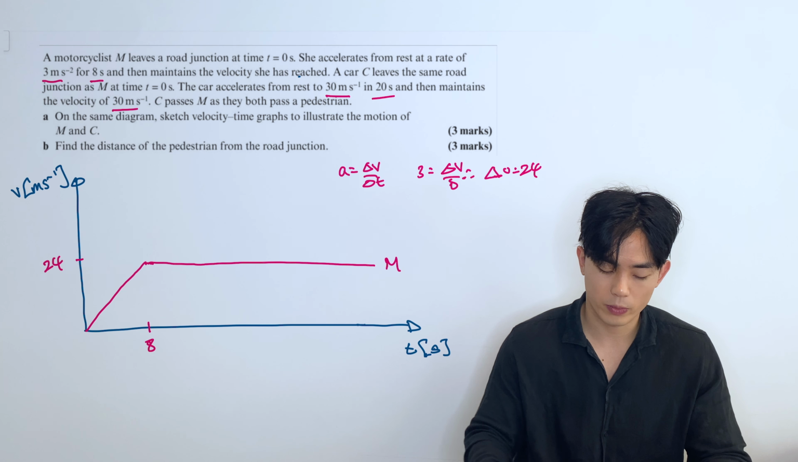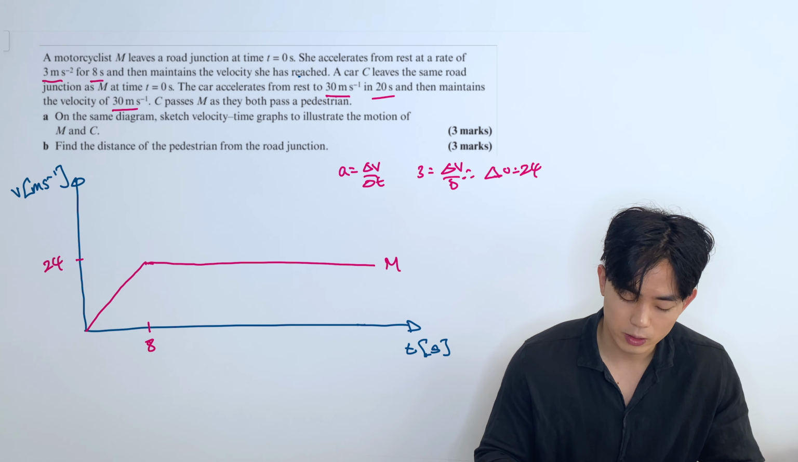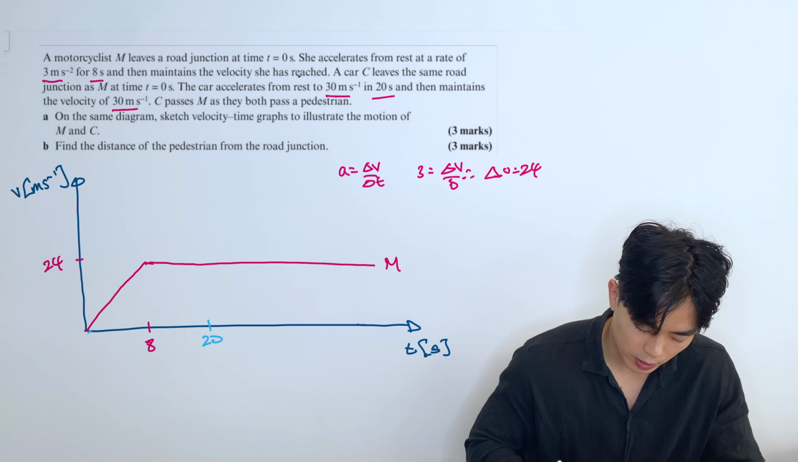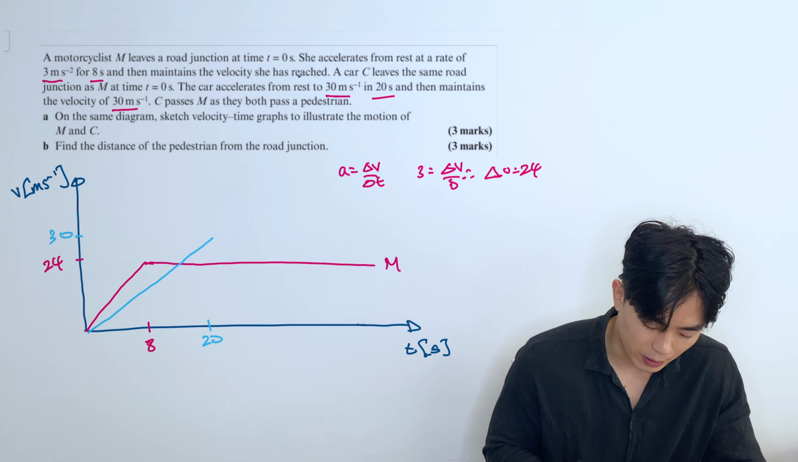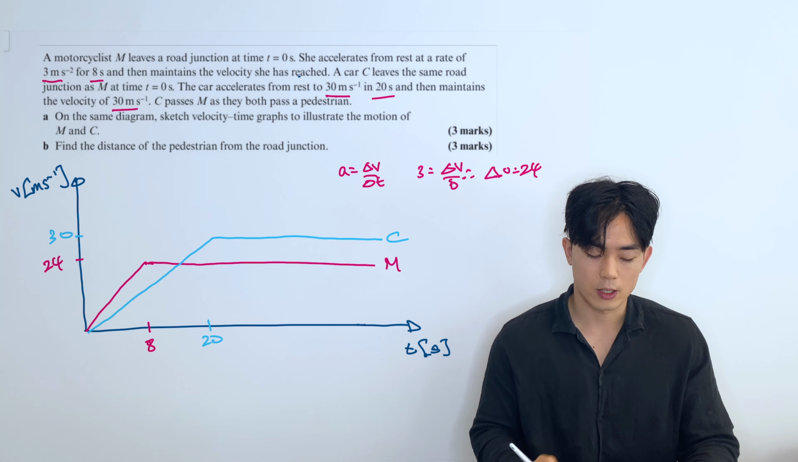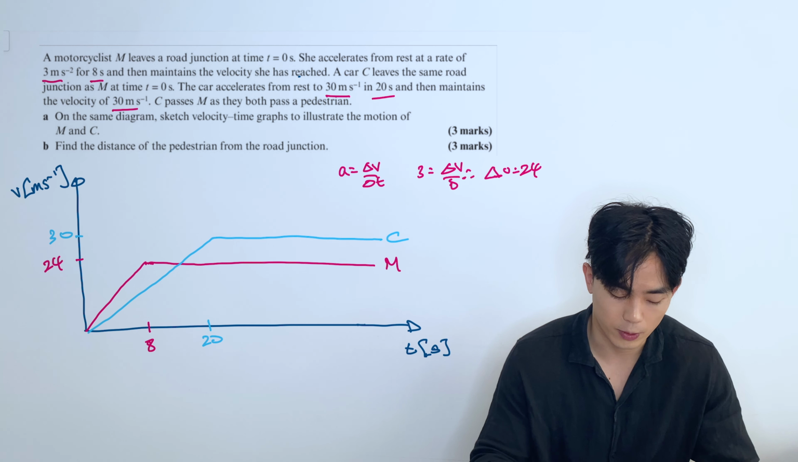So it's going to look like this for the motorcyclist. Let's label it M. Right, the second one: the car accelerates from rest to 30 meters per second in 20 seconds. So if 20 is here, it reaches 30 meters per second, like so. So this is now 30, and then it maintains that speed consistently afterwards. Let's label that C. So these are the two velocity time graphs for the motorcyclist and the car.